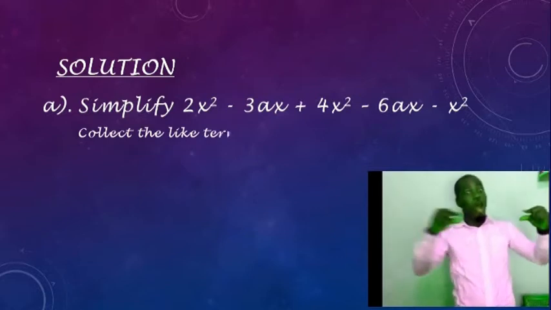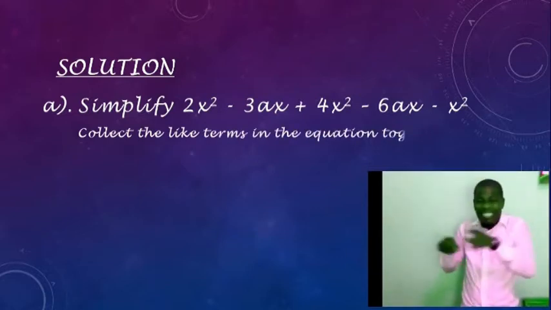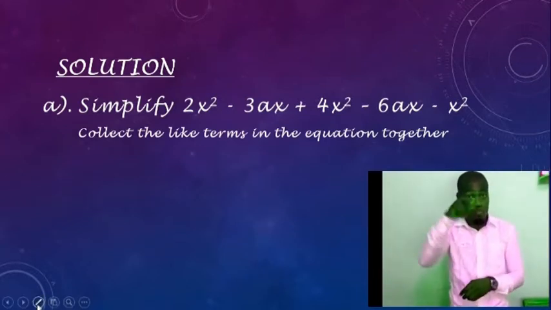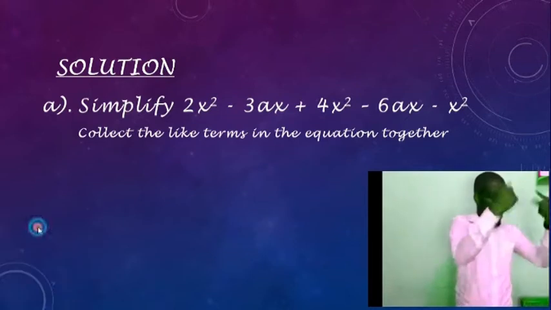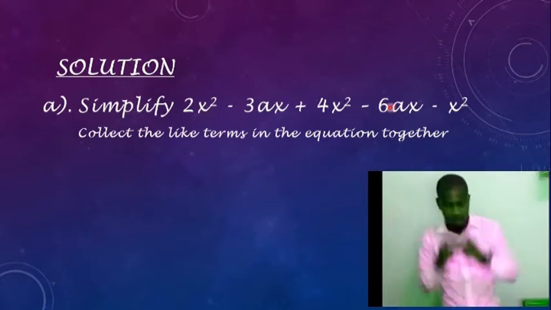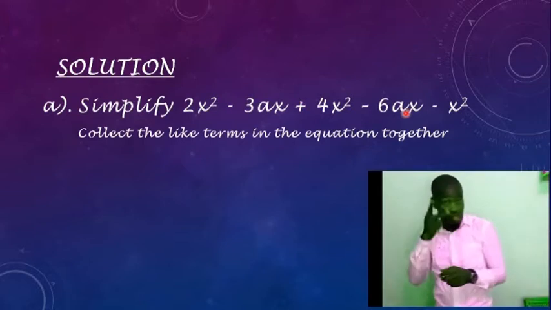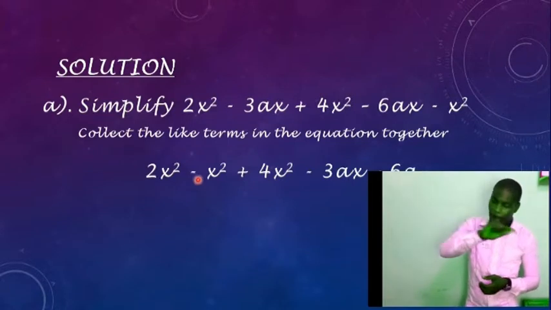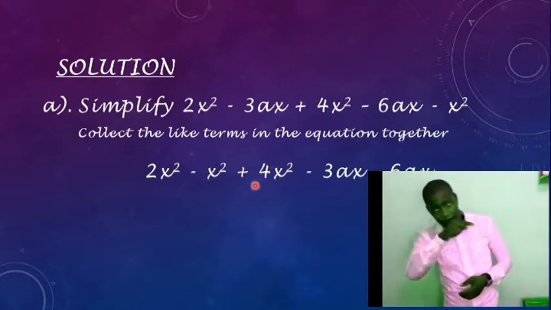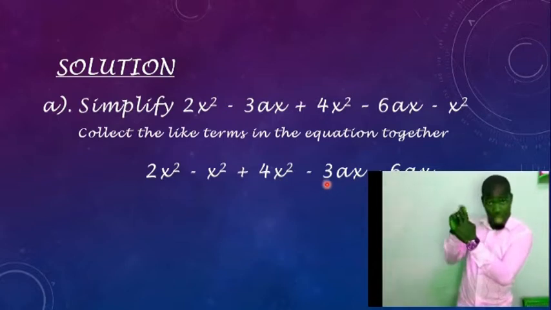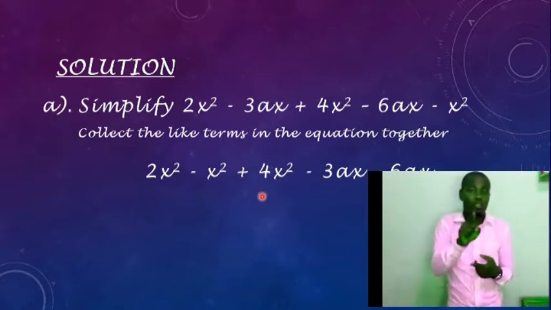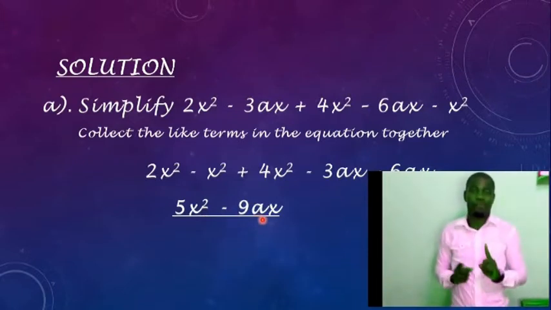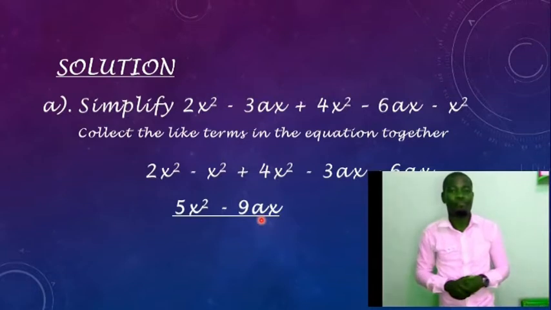Now, the first thing to do when we have a long expression like this is to collect the like terms together. All the x squared will come together, and all the ax will come together. So let's see what we have. We are going to have 2x squared minus x squared plus 4x squared minus 3ax minus 6ax, and adding this together, we are going to have 5x squared minus 9ax. So let's solve the second equation.